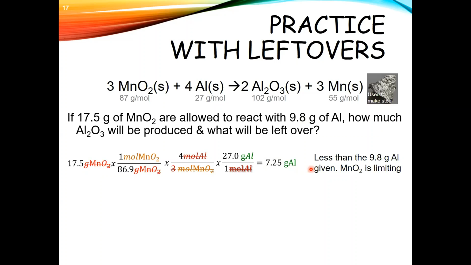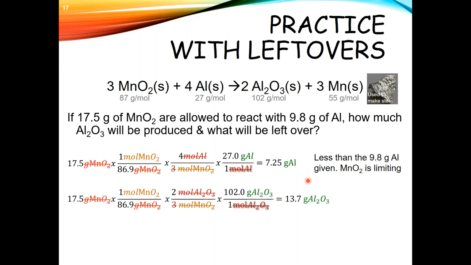Okay, so we know that the MnO2 is our limiting reagent now because it will consume less aluminum than is present. So the next thing we need to do is calculate how much Al2O3 will be produced, because part of the question is how much Al2O3 will be produced. So we're going to take that 17.5 grams of MnO2, convert it into moles, multiply by our mole fraction, multiply by our molecular weight of Al2O3, and come up with 13.7 grams of Al2O3 being produced.